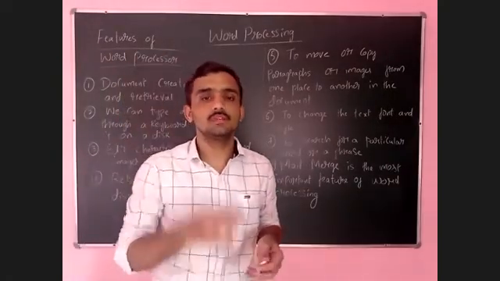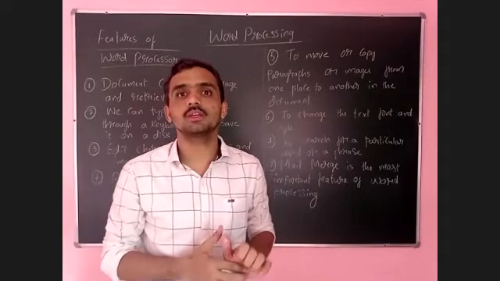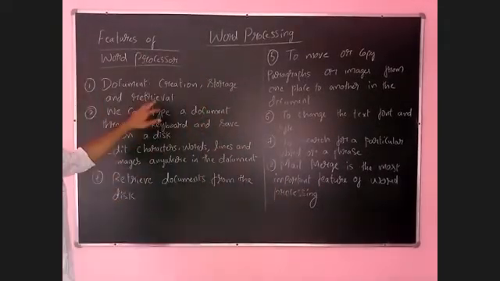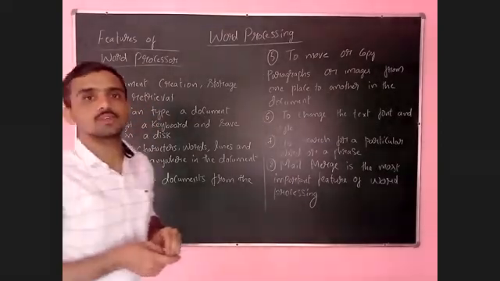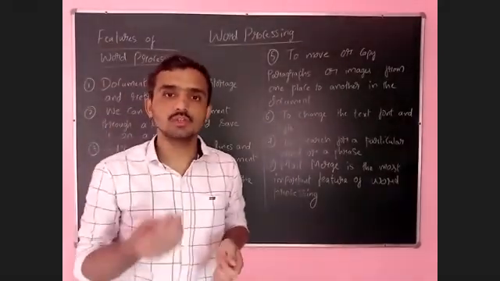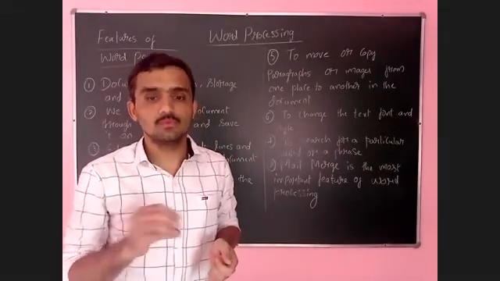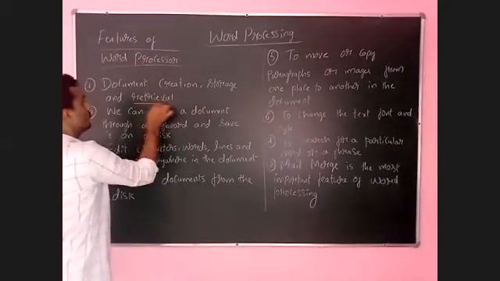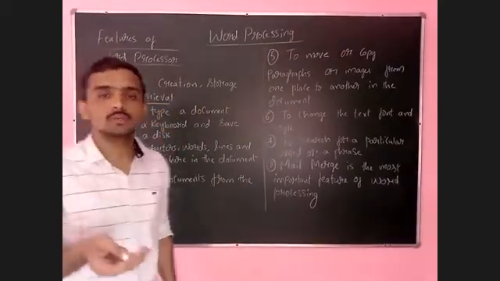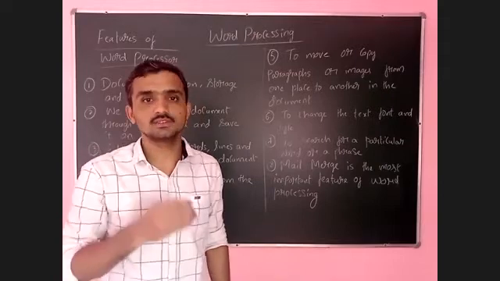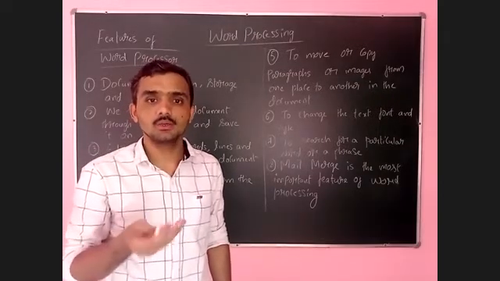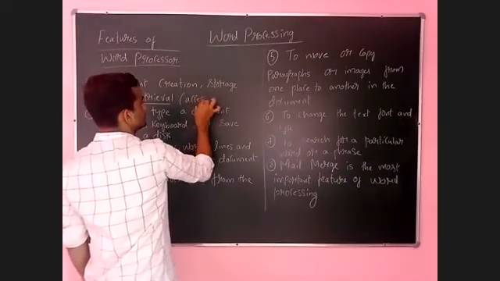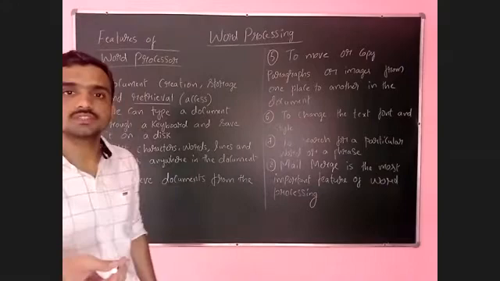Okay, so we will see the features of word processor. Features are nothing but characteristics or properties, we can say. So, document creation, storage, and retrieval. So we can create the document, we can store the document. That means we can save it as a file, and we can get the saved file. So retrieval means, whatever document we have saved in the computer, we can get it back. That is called retrieve. Retrieve means to get back, to access. So we can consider it like accessing things. Again, we can do any operations with that.